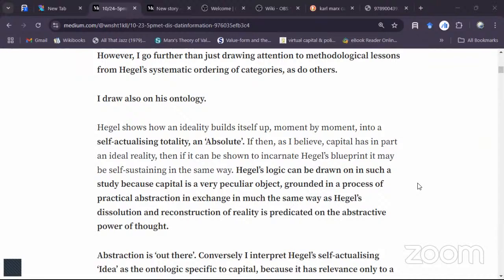If then, as I believe capitalism has in part an ideal reality, some people believe that, then it can be shown to incarnate Hegel's blueprint. It may be self-sustaining in the same way. Hegel's logic can be drawn on in such a study because capital is a very peculiar object, grounded in a process of practical abstraction in exchange, in much the same way as Hegel's dissolution and reconstruction of reality is predicated on the abstractive power of thought.